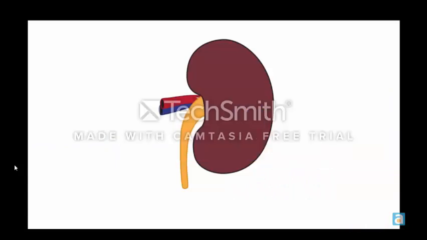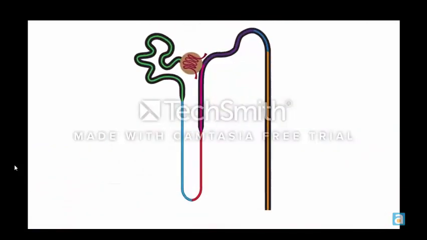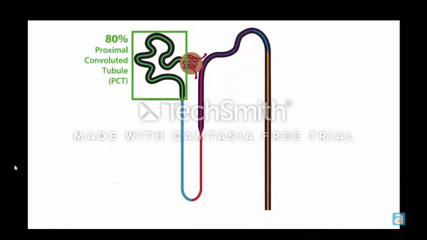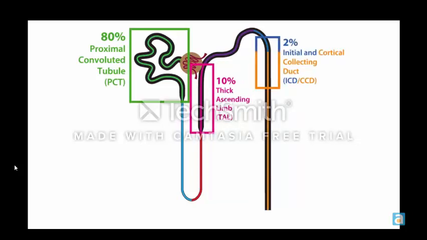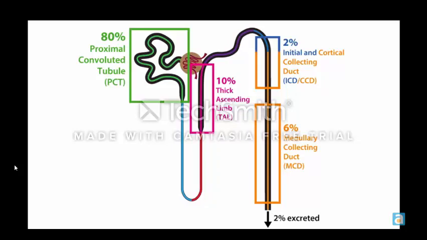Well, 80% of the filtered potassium load is reabsorbed along the early and late proximal convoluted tubule. 10% is reabsorbed along the thick ascending limb, 2% is reabsorbed along the initial and cortical collecting duct via alpha intercalated cells, and 6% is reabsorbed along the medullary collecting duct via alpha intercalated cells. Now this means that approximately 2% of the filtered potassium load is excreted by the kidneys. So let's ask this question.